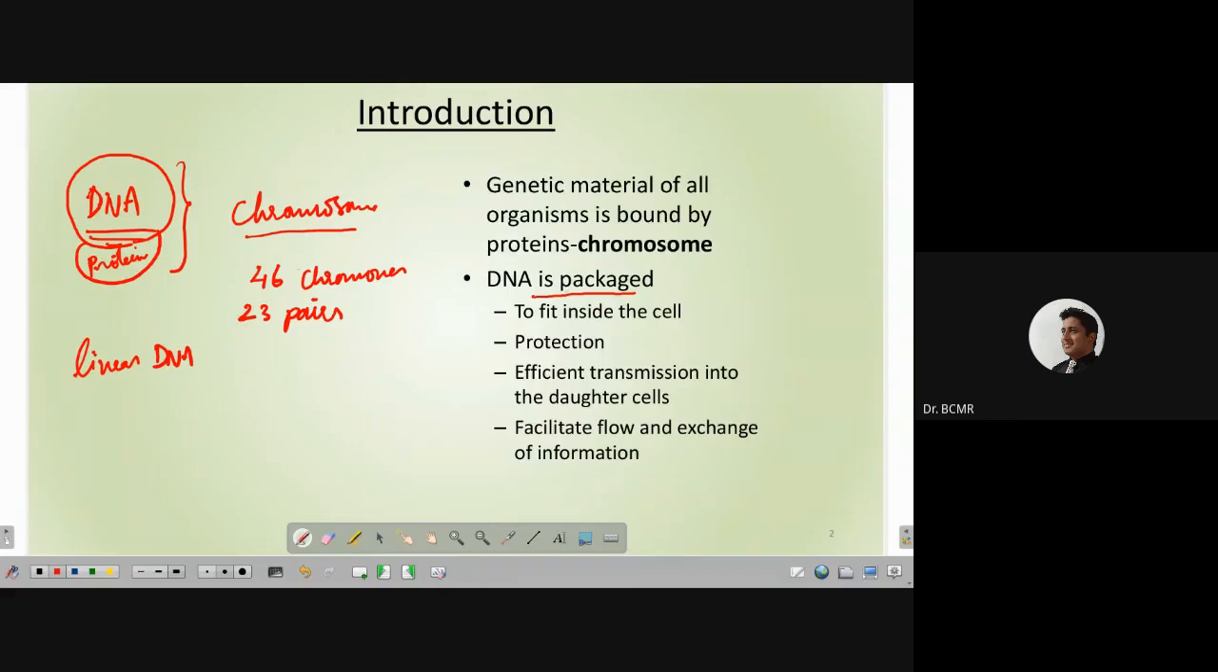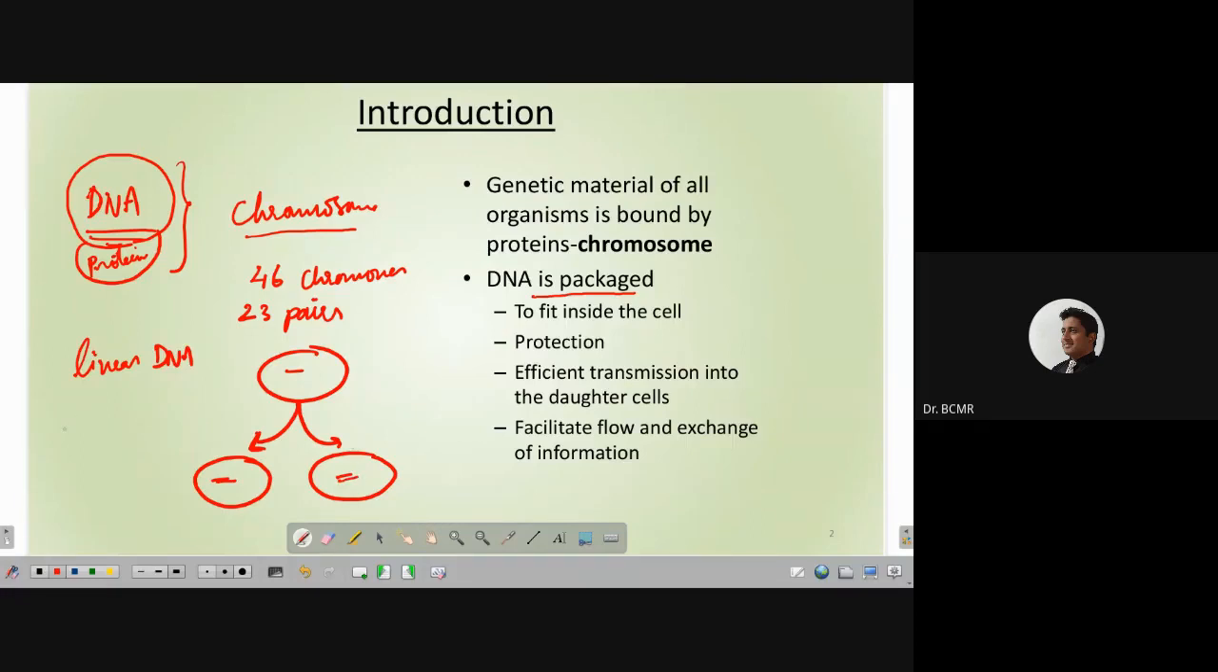So all the DNA that is present in one cell should be passed on consistently to the daughter cells. And for that you need the DNA to fit inside the cell. The DNA should be protected, and then the DNA should be transmitted to the daughter cells, and so on.